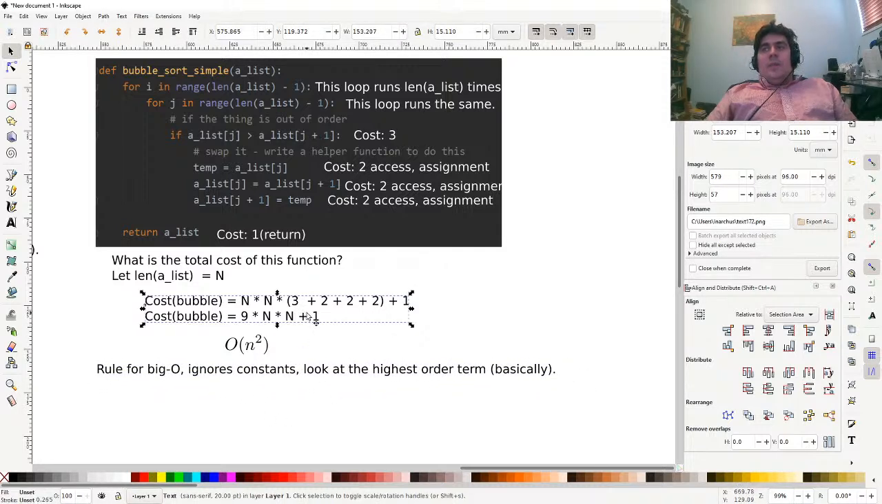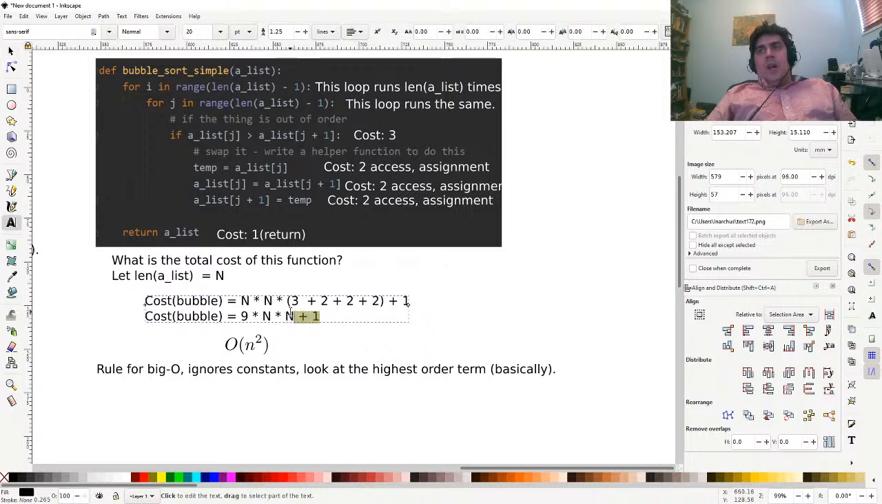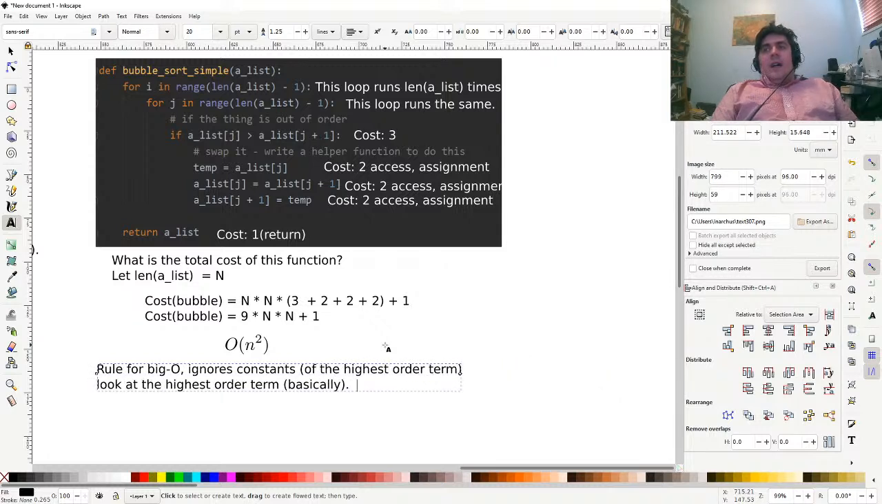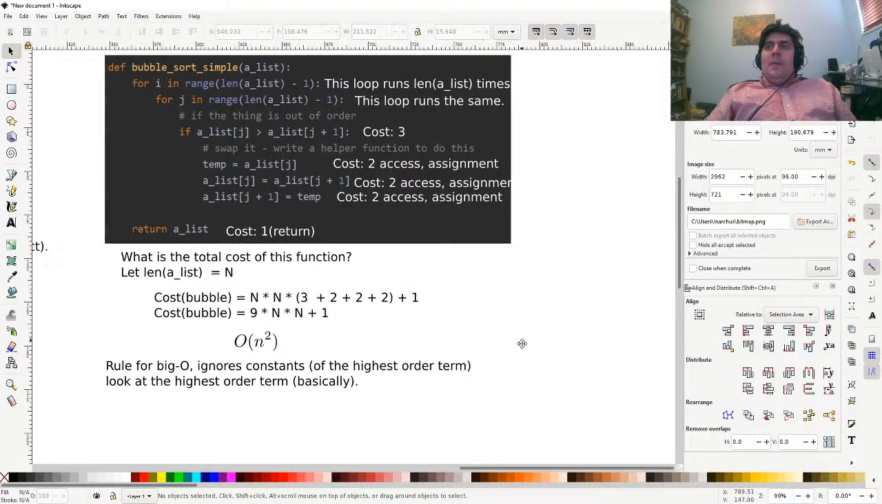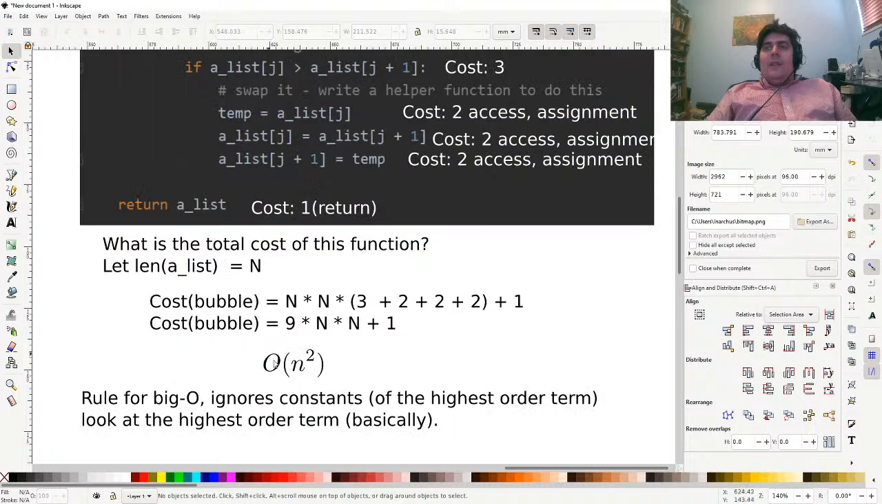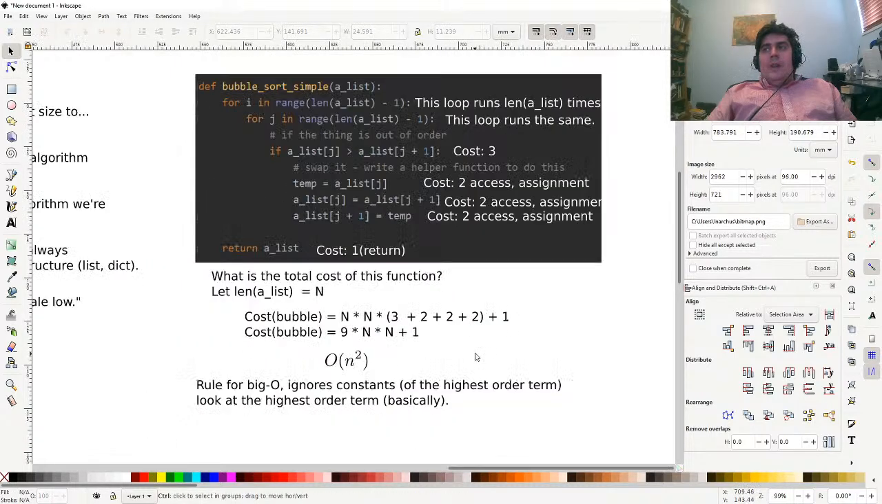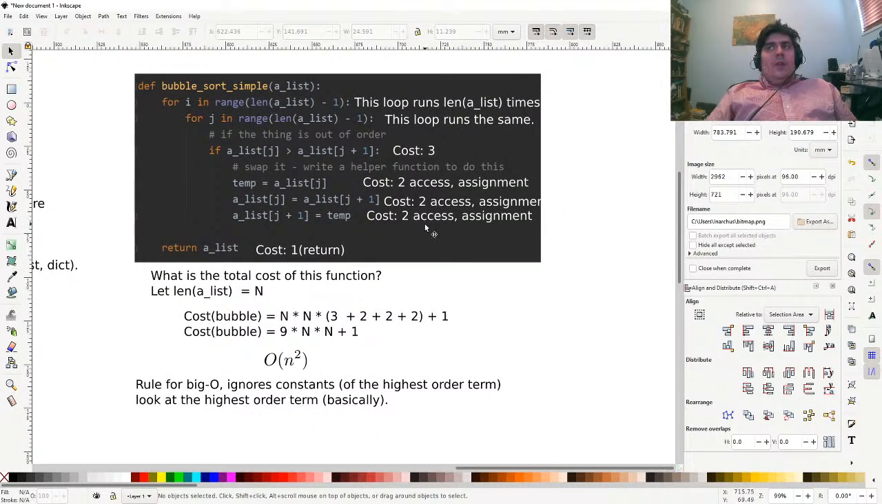Now, you see this term down here, this +1, is a lower order term because it's a constant term there. Well, I should say it ignores constants of the highest order term. And you basically only look at the highest order term. And so basically that's how you would get that this is an O of n squared operation. So that's how bubble sort is usually called O of n squared.